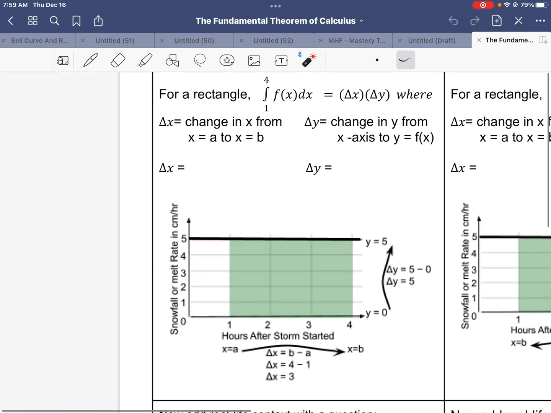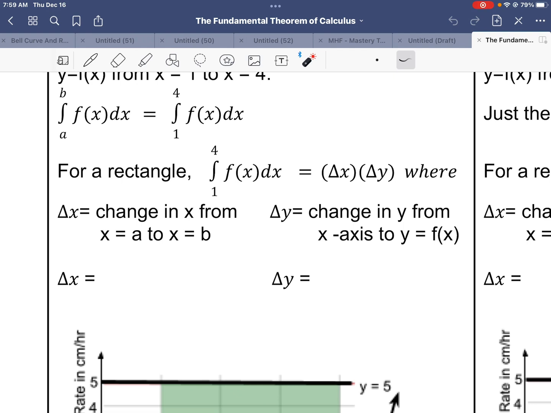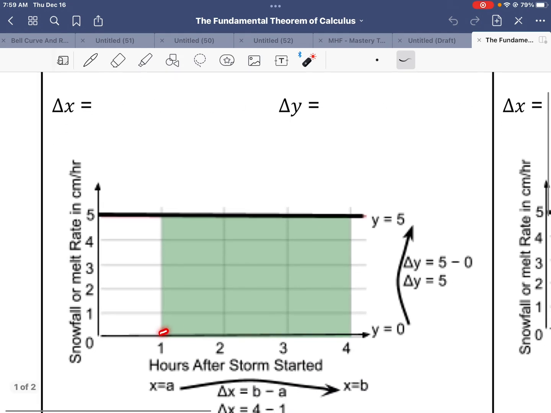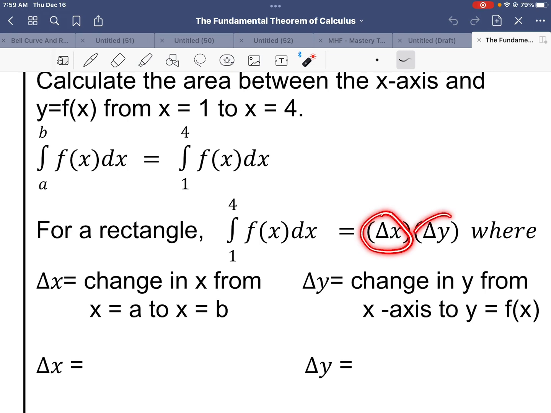Okay, so let's go through this then. So there's our notation right here. So this means starting at x equals 1, that's 1 hour, up to x equals 4, that's 4 hours. I need to get the area between the x-axis and the curve f at x. dx and f at x refer to delta x and delta y. So if we have a rectangle, we know that area is just length times width, which is just our base times height, right? If it's a triangle, it'd be base times height over 2. But for a rectangle, it's base times height, right?